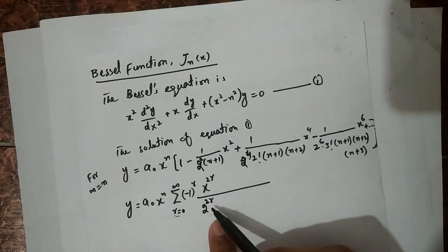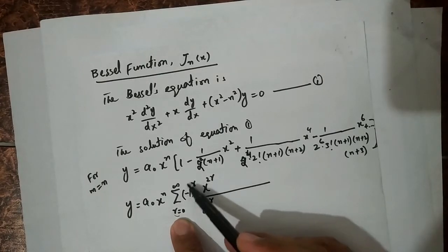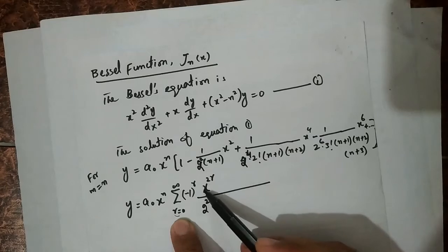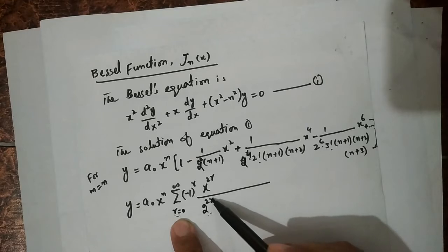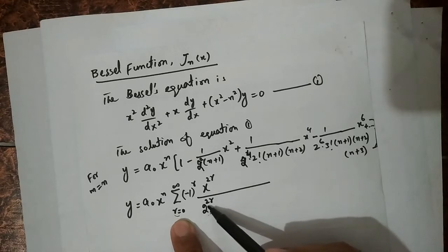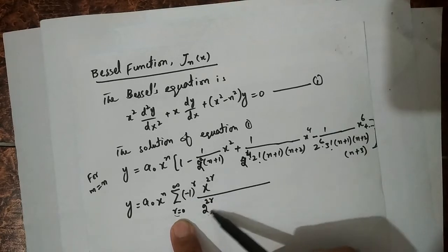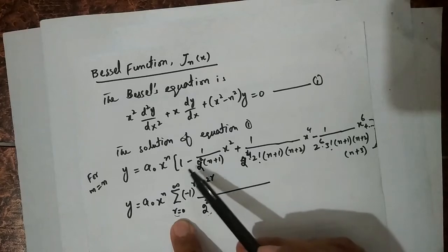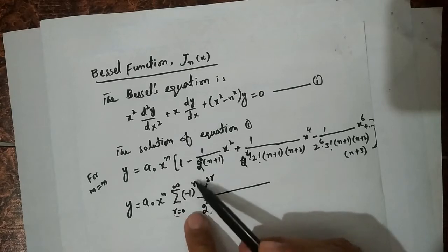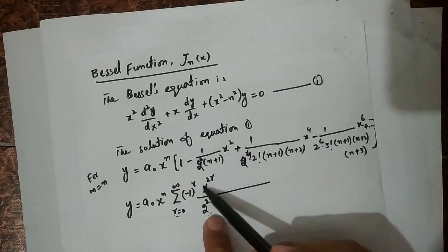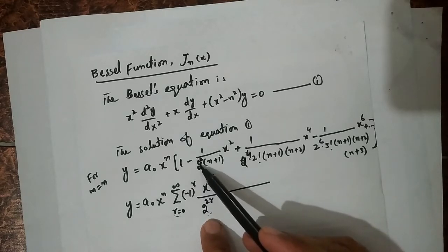Let us check it again. When r equals 0, this will become plus 1, this will become 1, and this will become again 1. Clear? Because r to the power 0, 2 to the power 2r will give us 2 to the power 0, which is equal to 1. So this whole term for r equals 0 gives us 1, and for r equals 1 this will become minus 1, this will become x square, and this will become 2 square.